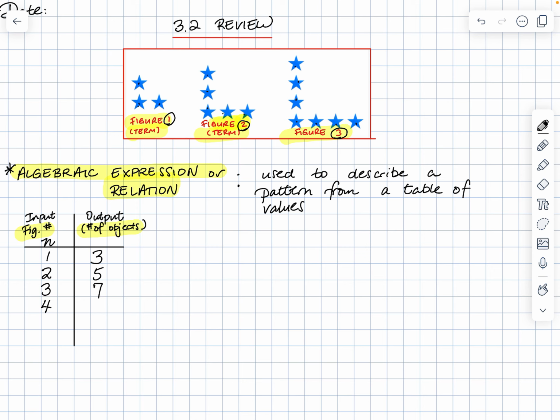So you may notice a pattern already. Jot down what you think will be the number of objects or the output in figure number 4. So I'm going to predict it seems to be going up by a pattern of 2, or increasing by 2 on the output. So I think it's going to be 9.